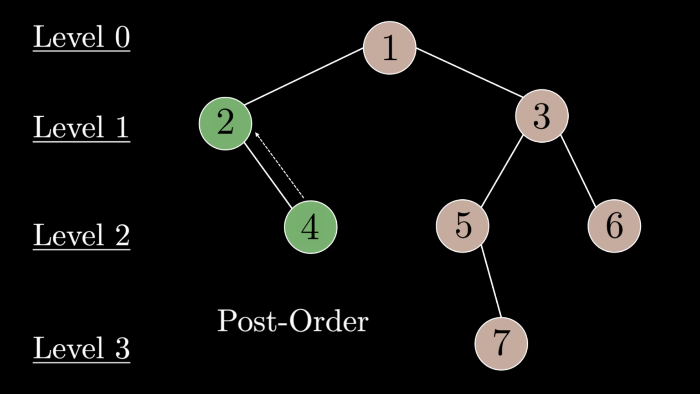Now we go back up and move to the right subtree of node 1, which starts at node 3. We go left to node 5, and then right again to node 7. Node 7 is a leaf node, so we visit that node. And we have now traversed both subtrees of node 5, so we can visit that node as well. We return to node 3 and visit its right child, node 6. At this point, we have traversed both subtrees of node 3, so we visit node 3. Finally, with both subtrees of node 1 completed, we visit the root node, node 1.